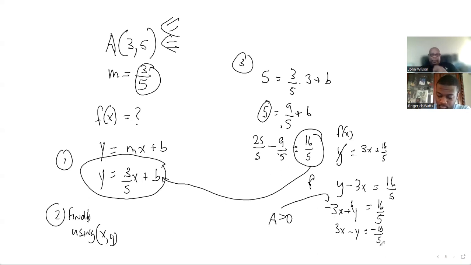Okay, let's do another one. So this would be standard form, right? And this would be your mx plus b form, right? Okay. B is 16/5.